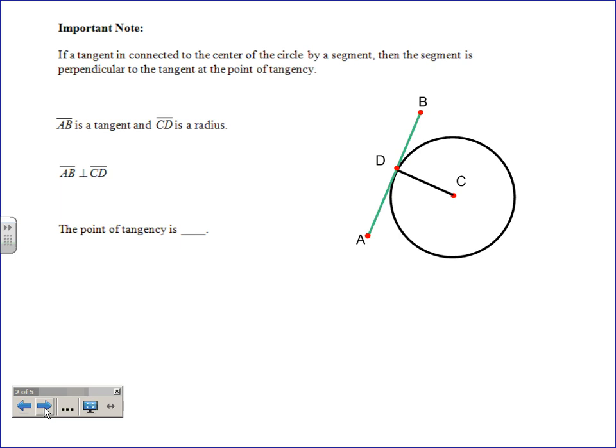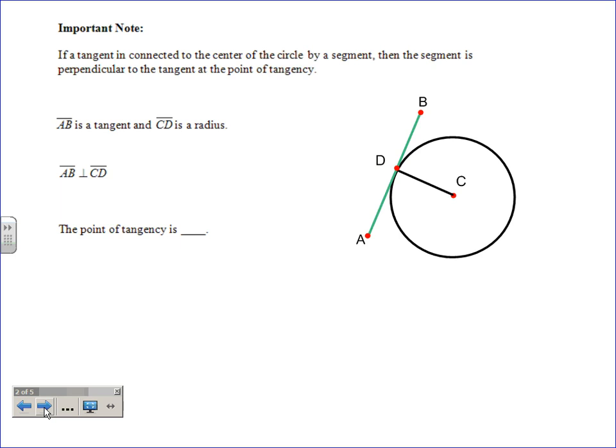Okay, important note. If a tangent is connected to the center of the circle by a segment, then the segment is perpendicular to the tangent at the point of tangency. That's a lot of words. Let's break it down. If a tangent is connected to the center of the circle by a segment. So over there in the picture, we have segment AB, correct? Do we agree that AB is a tangent? Is it connected to the center by another segment? Which segment connects it to the center? CD, right? CD is right there.